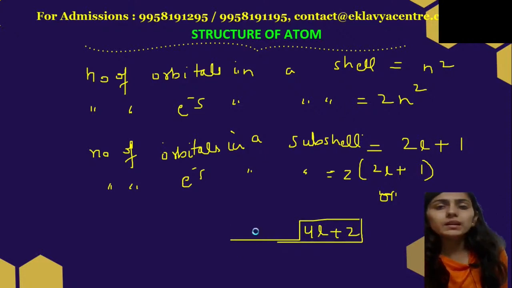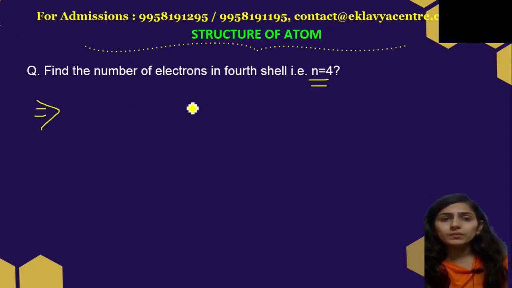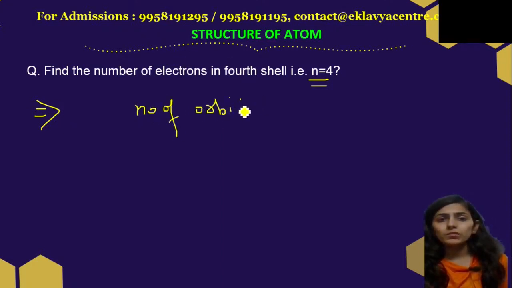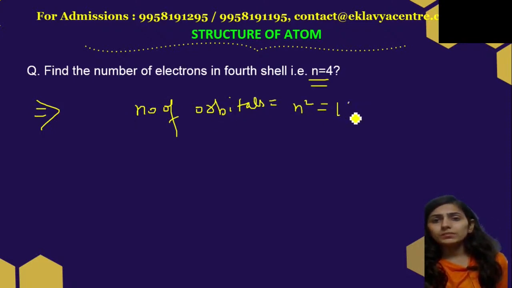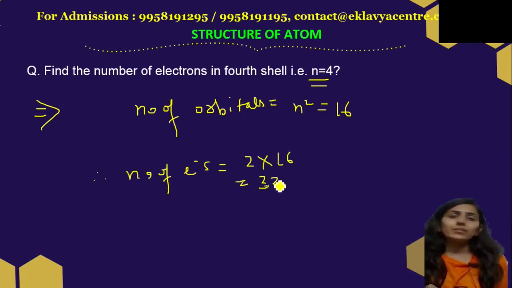Okay, next we have the number of electrons in the fourth shell, for n is equal to 4. Now, electrons, orbitals: simply calculate the orbitals first. In a shell, the number of orbitals is n square, that is 4 squared, 16. Therefore, the number of electrons will be 2 into 16, which comes out to be 32. I hope this much is clear to you, right?